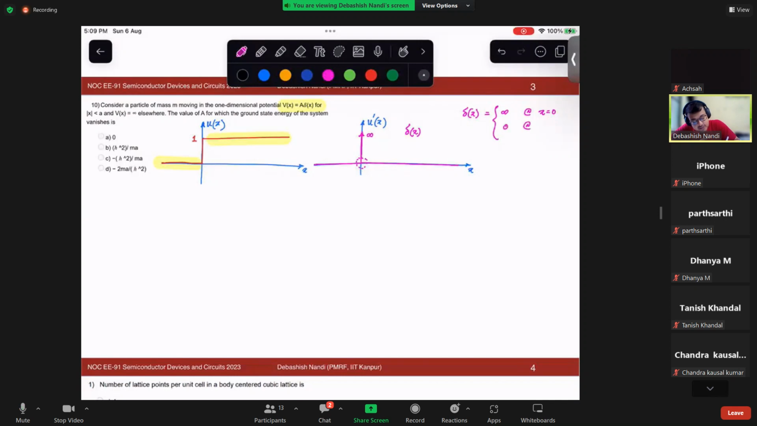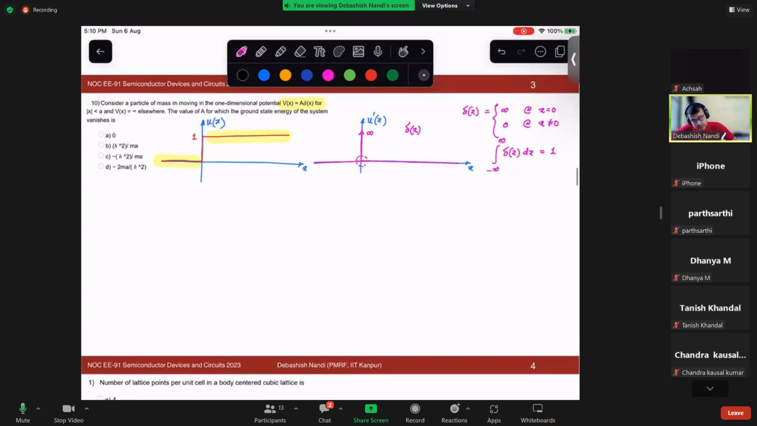At x not equal to 0, it becomes 0, right? So this is a kind of delta function. Someone was telling me that this function is a unit function. It is not a unit function. It is the derivative of a unit step function. And the property is that if you integrate it throughout, it will give you 1, right?